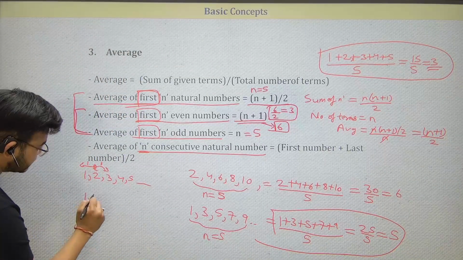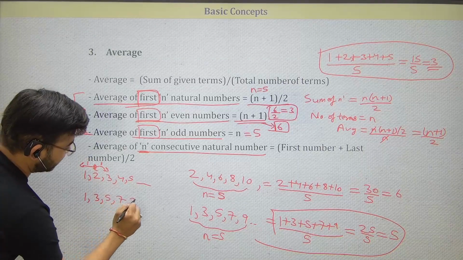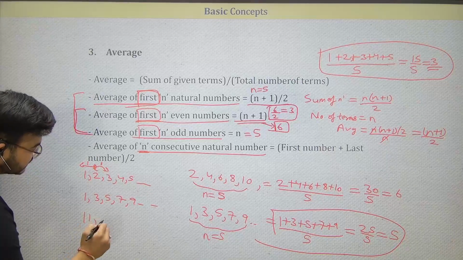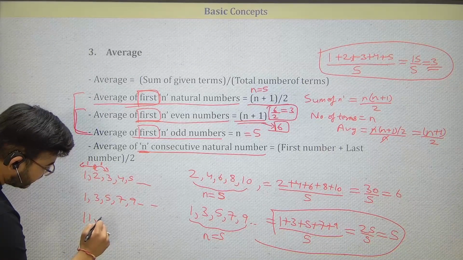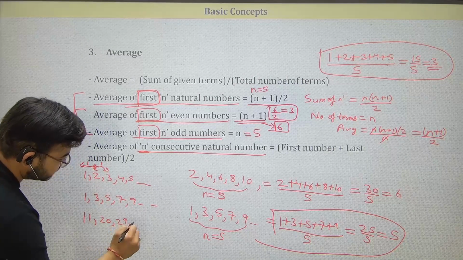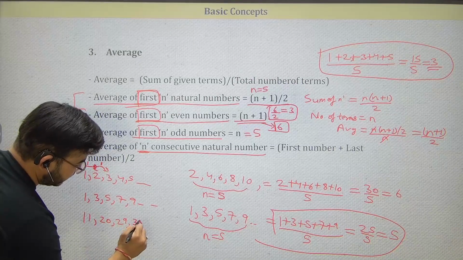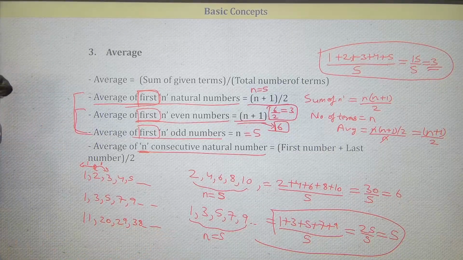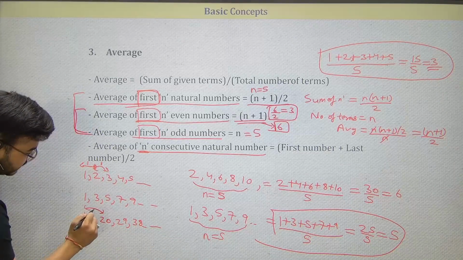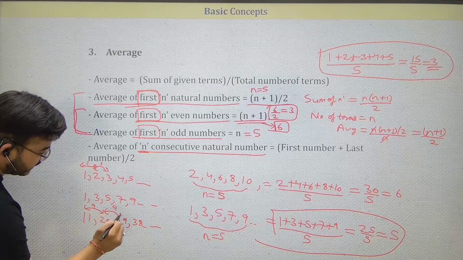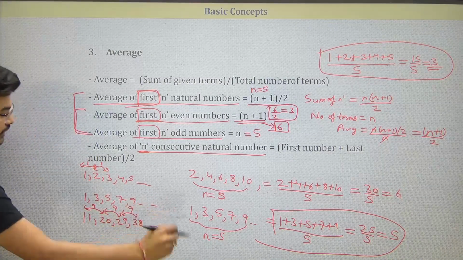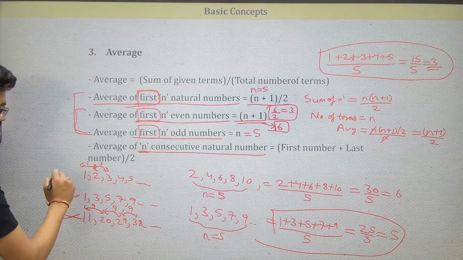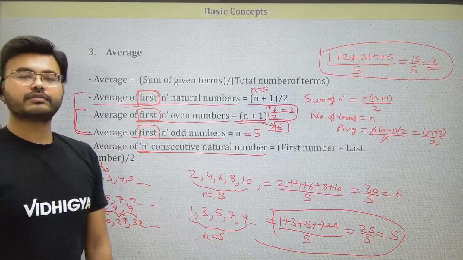Even if I write it as 1, 3, 5, 7, 9, these are also called consecutive numbers. Or even if I start from 11 onwards and I say 20, 29, 38, all these are also consecutive numbers. Why? Because the difference between them is 9. This is also 9 and this is also 9. So these are also called consecutive numbers.